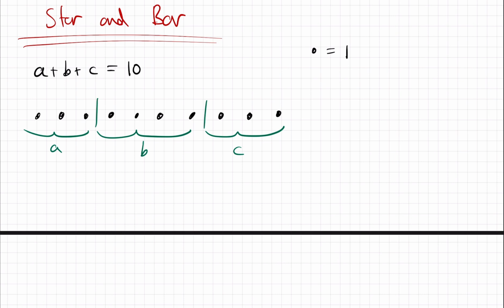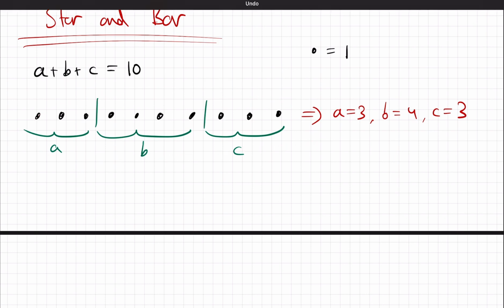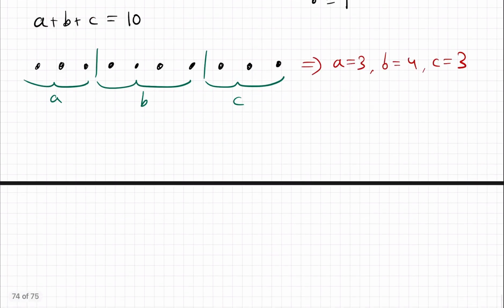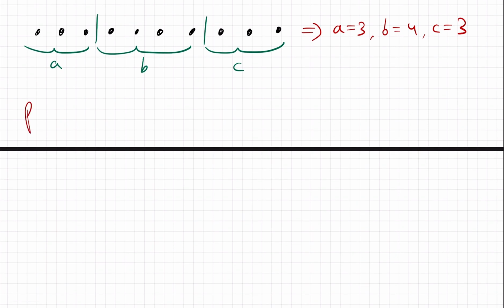In this case, the solution comes out to be, well, A is 3, B is going to be 4, and C is 3. And you can see we're never going to go over 10 because we're not changing how many stars we have, we're just putting in bars. And this is going to give us a perfect solution every single time. So it really just becomes a question of permutations.